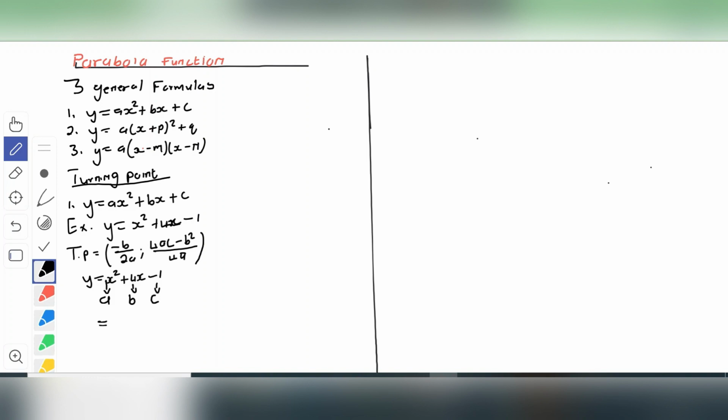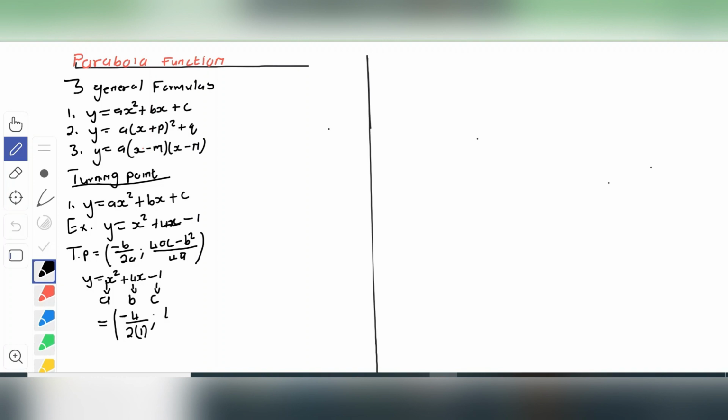Okay, let's do it. Therefore we have minus, what is b? We can see that b is the coefficient of x, which is 4, all over 2 into what is a? We know that a is the coefficient of x squared, which here is 1, right?